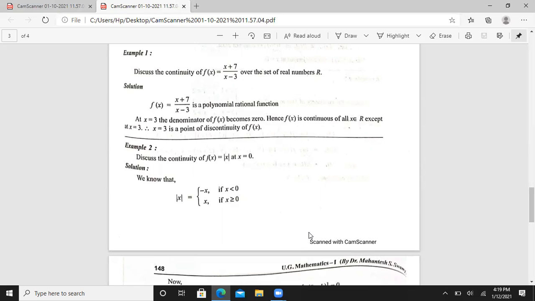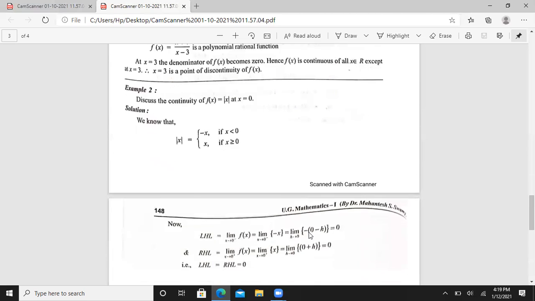Suppose x equal to 2, then it is 2 minus 3, that is minus 1. Okay. Then x equal to 3 is a point of discontinuity of the function f of x. Next, the second one.